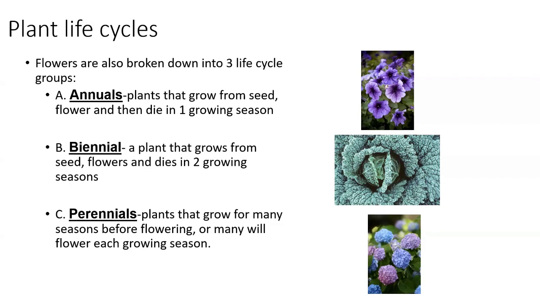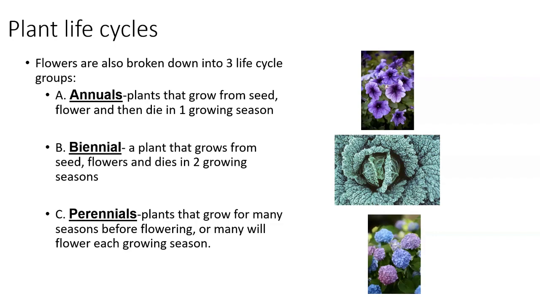Second type of life cycle is going to be our biennials. These are plants that grow from seed, go into their reproductive phase, and then die within 2 growing seasons. Often they will live for 2 years. Some of the best examples are plants in our Brassicaceae family, like our broccoli family. They are excellent examples of biennials. And then third, we have perennials. That's pretty much everything else.